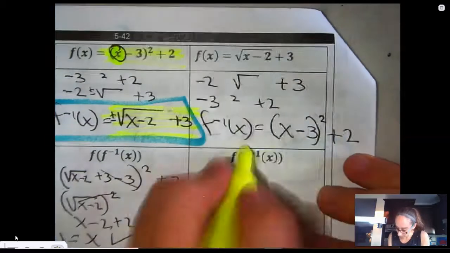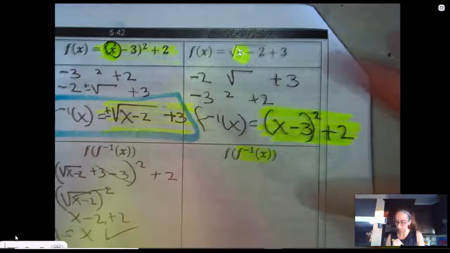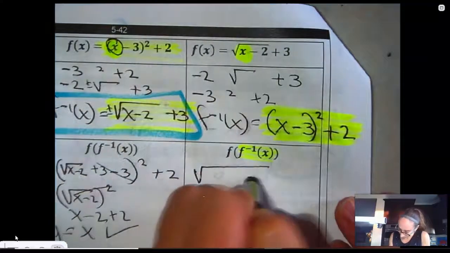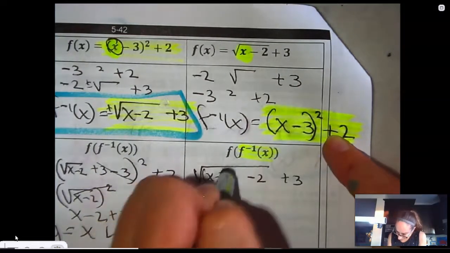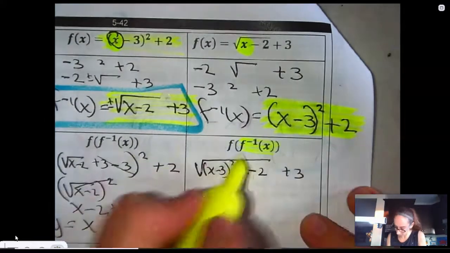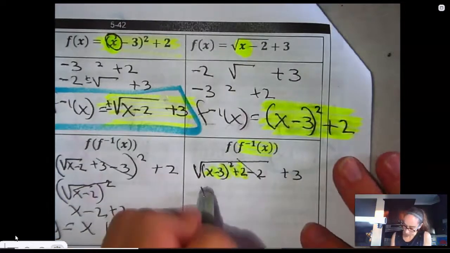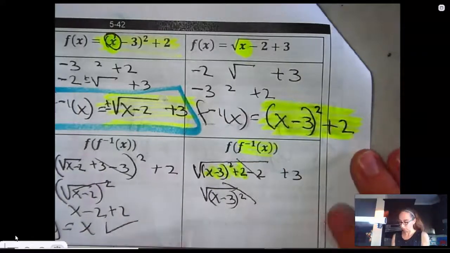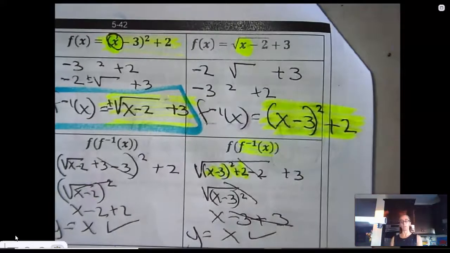Okay, take this and put it into the original, right there. Okay, so I'm going to go the square root of x minus 3 squared plus 2 minus 2 plus 3, all of this. So this went right in there for x. What's 2 minus 2? Gone. What's the square root of x minus 3 squared? Well, a square and a square root cancel. X minus 3 plus 3, x, y equals x, which is the line of symmetry.